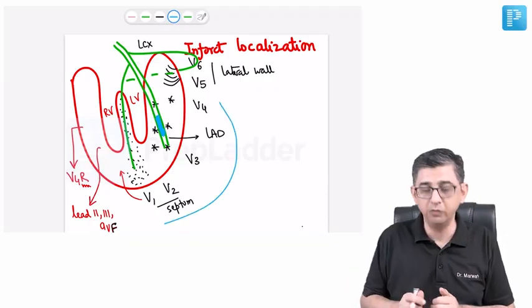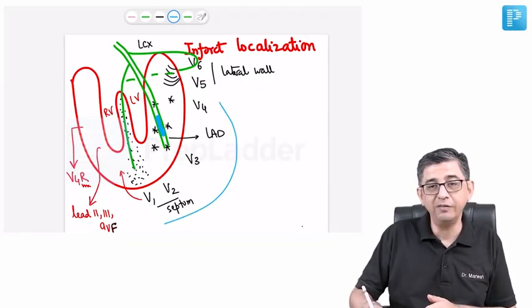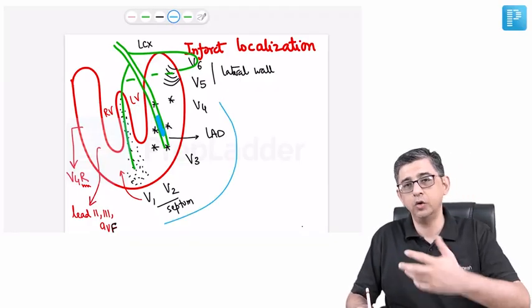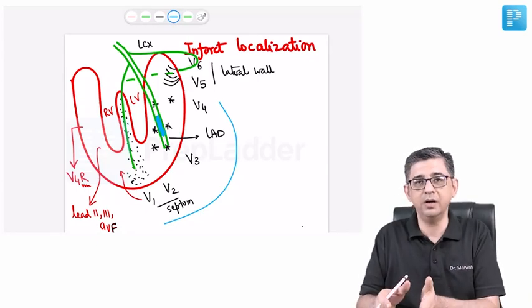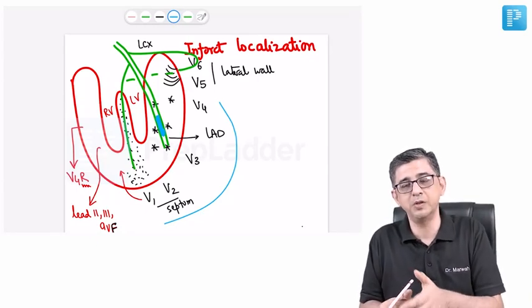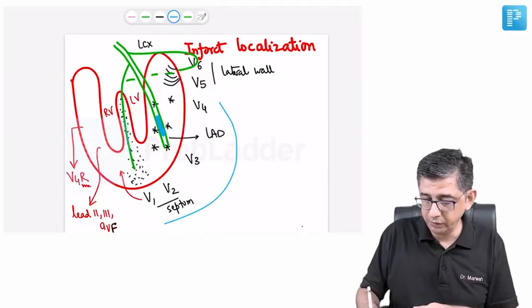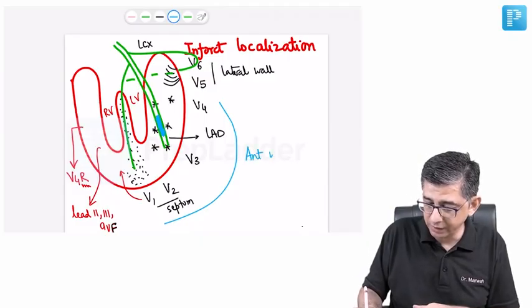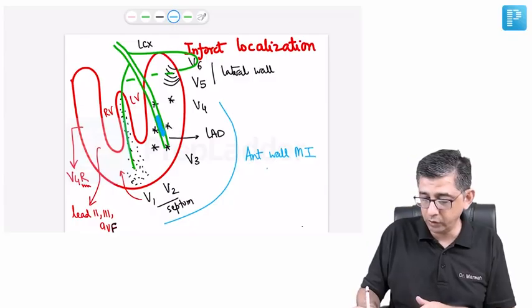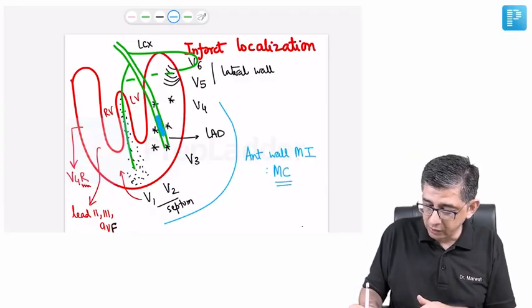All these leads V1 to V4 would be studying the left anterior descending artery. The way Einthoven designed these leads was to study the cardiac anatomy from the perspective of blood vessels. So whenever you have changes in leads V1 to V4, you're going to talk about the commonest type of MI that we see overall in clinical practice, that is anterior wall MI.